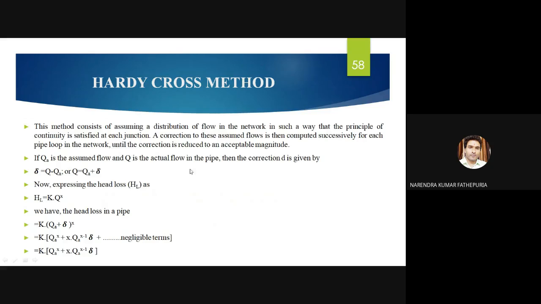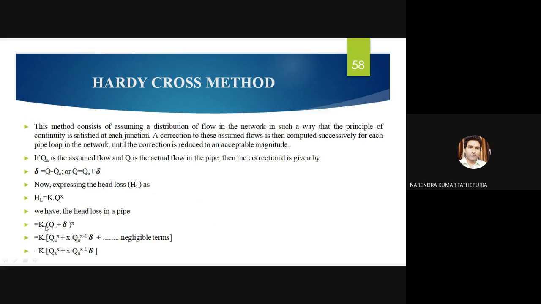If QA is the assumed flow and Q is the actual flow in the pipe, then the correction Delta is given by Delta equal to Q minus QA, where Q is the actual flow and QA is the assumed flow. So you can write Q is equal to QA plus Delta.